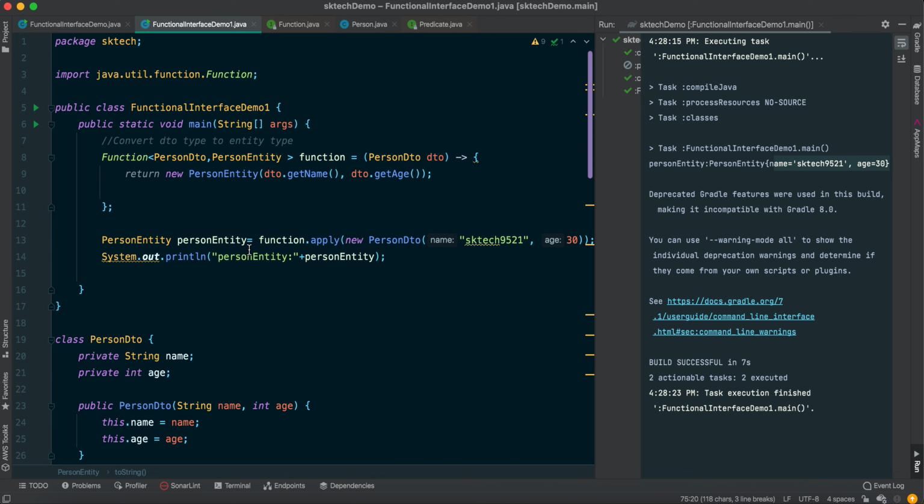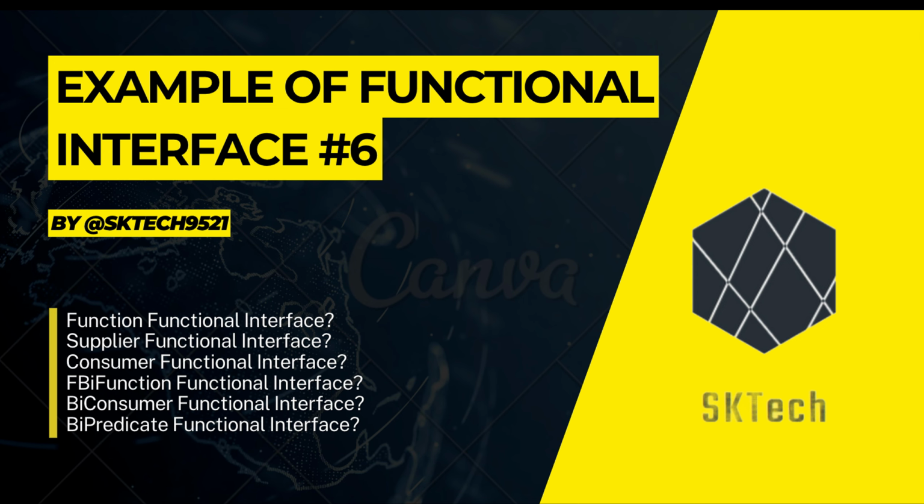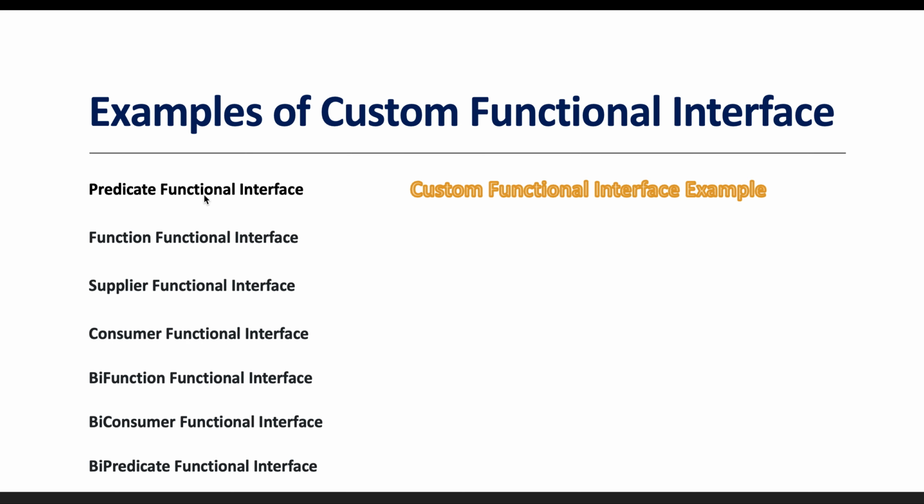Okay, now let's move ahead and see some other functional interfaces provided by Java 8. So what are those functional interfaces? Let's go to the slide and see the next example. So these are a couple of examples that we have performed. We have performed the predicate functional interface, we have performed the function functional interface. Now we are going to see the supplier functional interface. So what is the supplier functional interface?